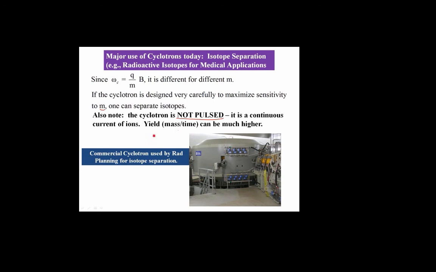This is a picture of a commercial cyclotron. This happens to be used by RAD planning for isotope separation, and you can see the scale here by this stairway, that it's a fairly large instrument. I would assume that this is the exit port here to collect the isotopes. Remember that the Ds at least have to be evacuated. I don't think this whole vessel is evacuated, but I may be wrong.